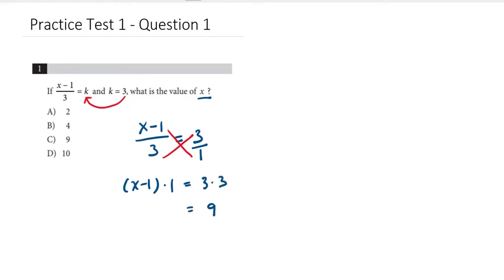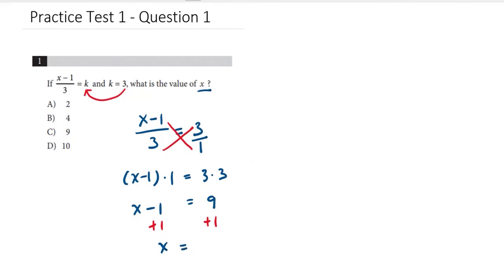9. And the left-hand side is just the x minus 1. And we're going to add 1 to each side to get rid of the minus 1. And we have x as 10. So the answer for question 1 is D, which is 10.